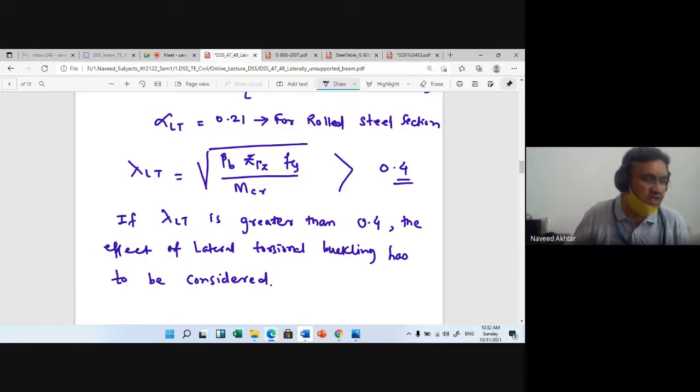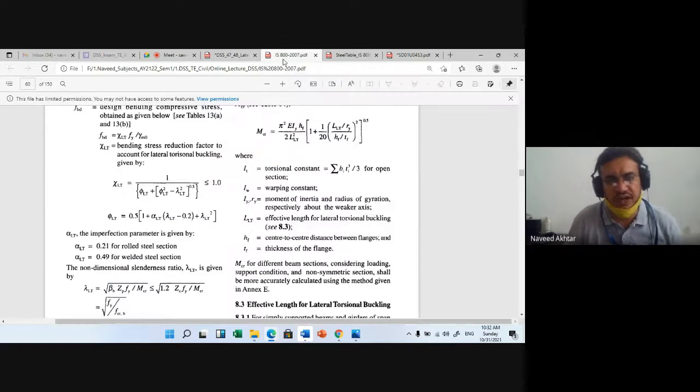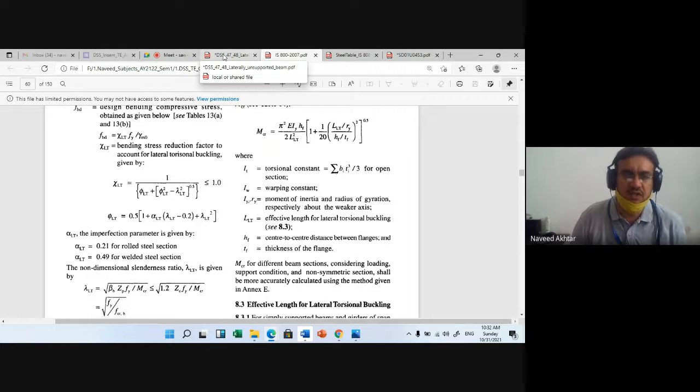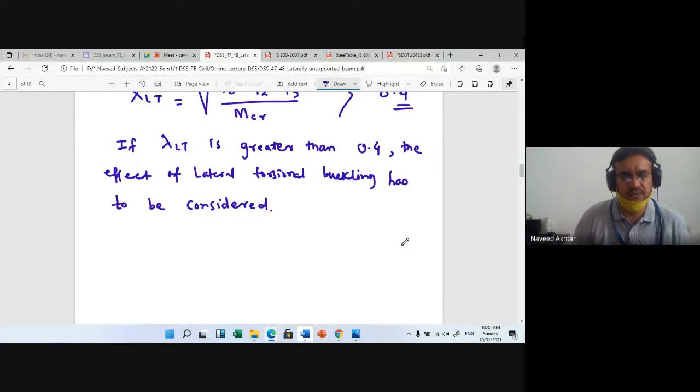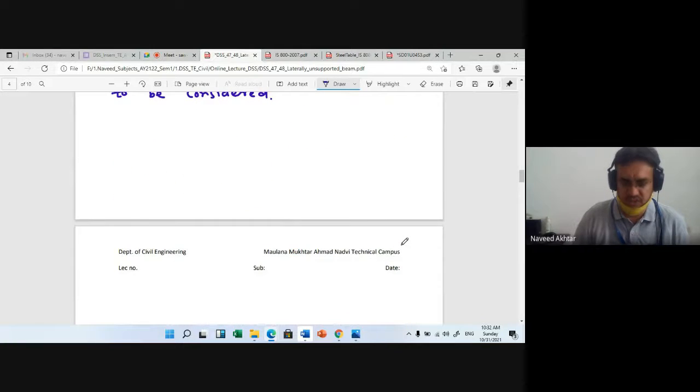So this is given in the book also, and all the procedures to find out the empirical equations are given on page number 54 of the IS code. No need of remembering these calculations or formulas. In the theory examination, IS 800 2007 is allowed to you. So we now know how to find phi LT and alpha LT.